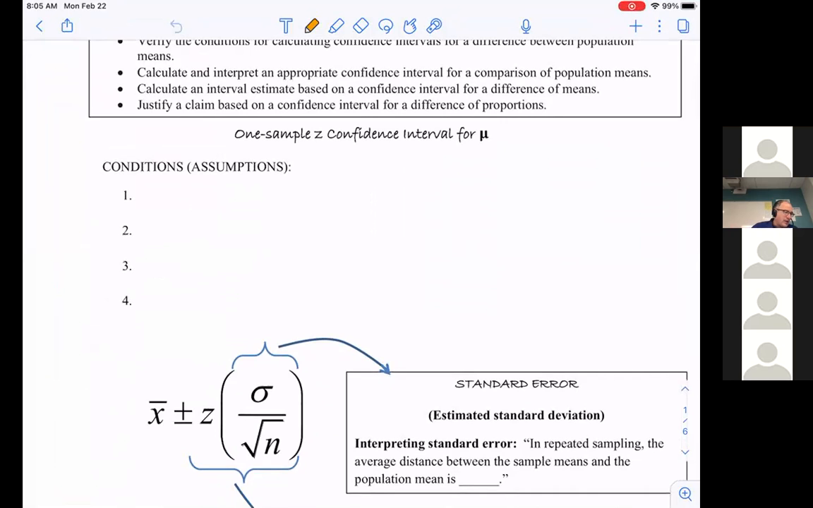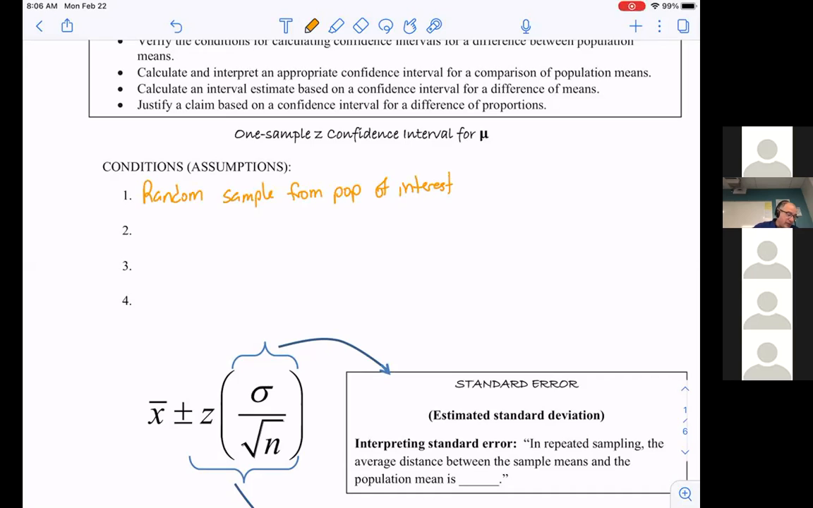So here we go. Conditions. So again, we're still going to have the same. I won't say the same conditions. We have the same in name, but we don't necessarily have the same in value. So here we go. We're still going to have a random sample from the population of interest. Okay, so in this case, that's all we need.